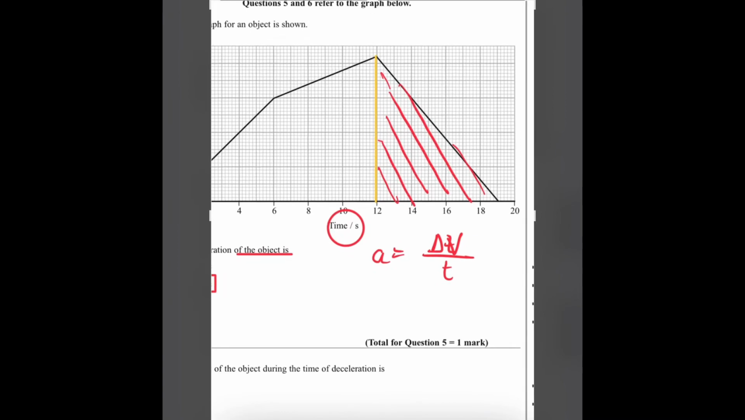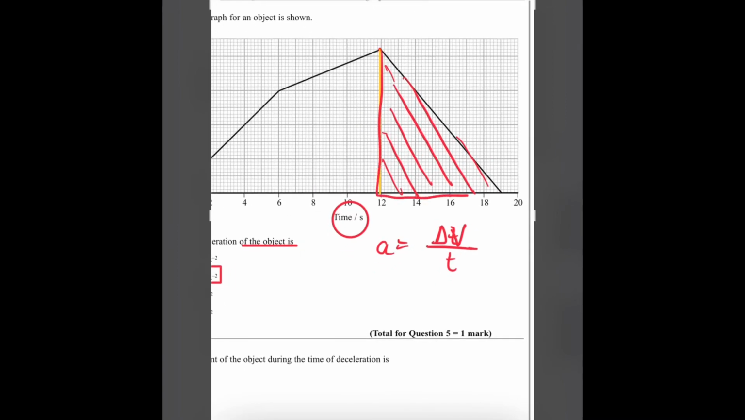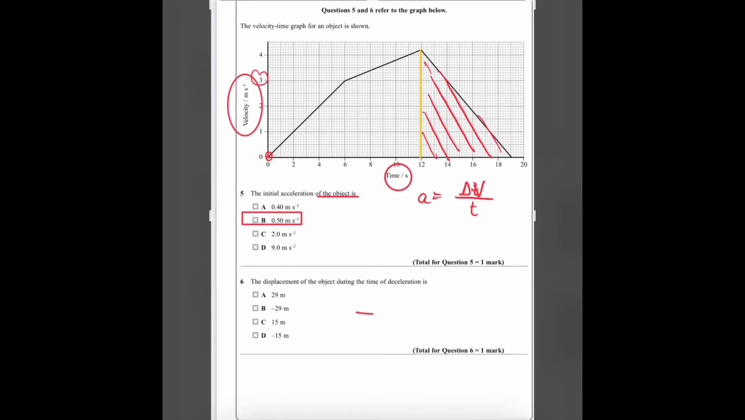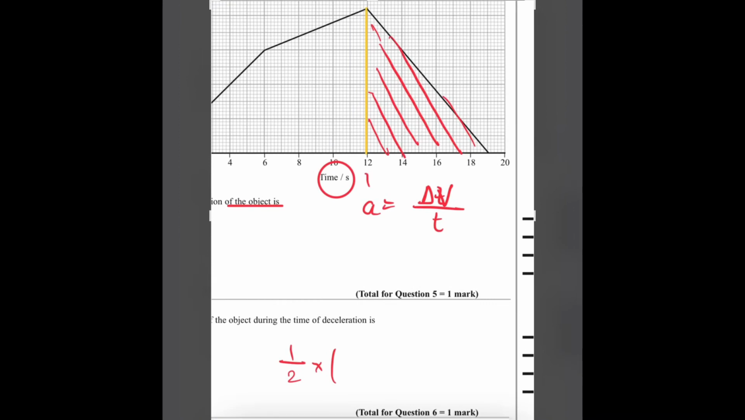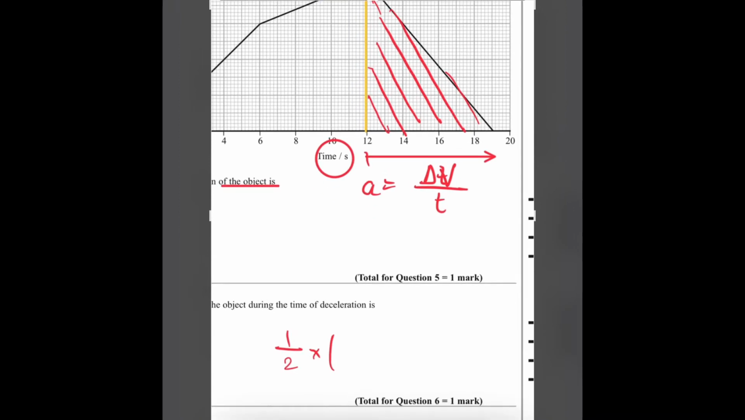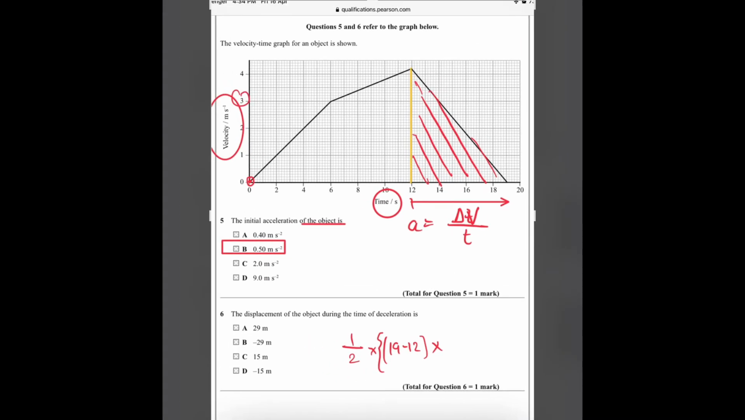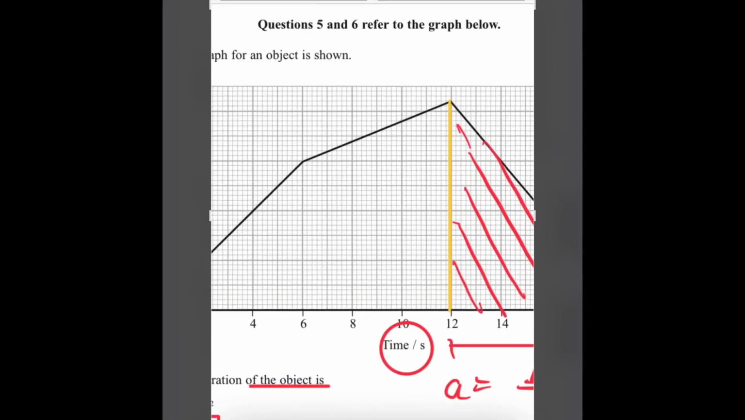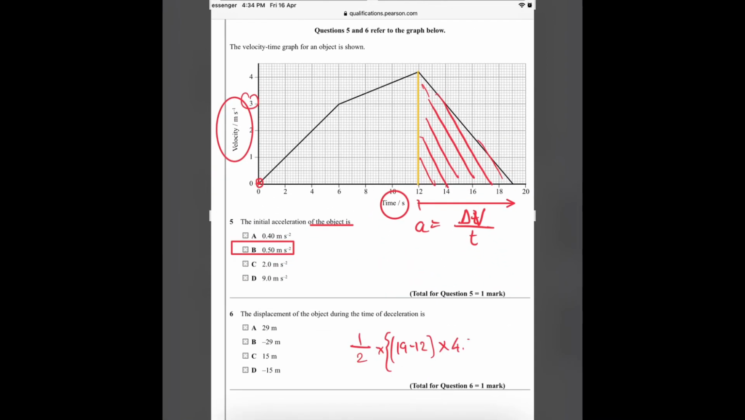So the area under the graph is the area of this triangle. The area of this triangle is half into base into height. So half into base, which is 19 minus 12, into height. The height is 4.2. So we have the answer of 14.7 meters, which rounds off to 15 meters. So the displacement is C, and it is not D because it is not a vector quantity, it is just a scalar quantity.